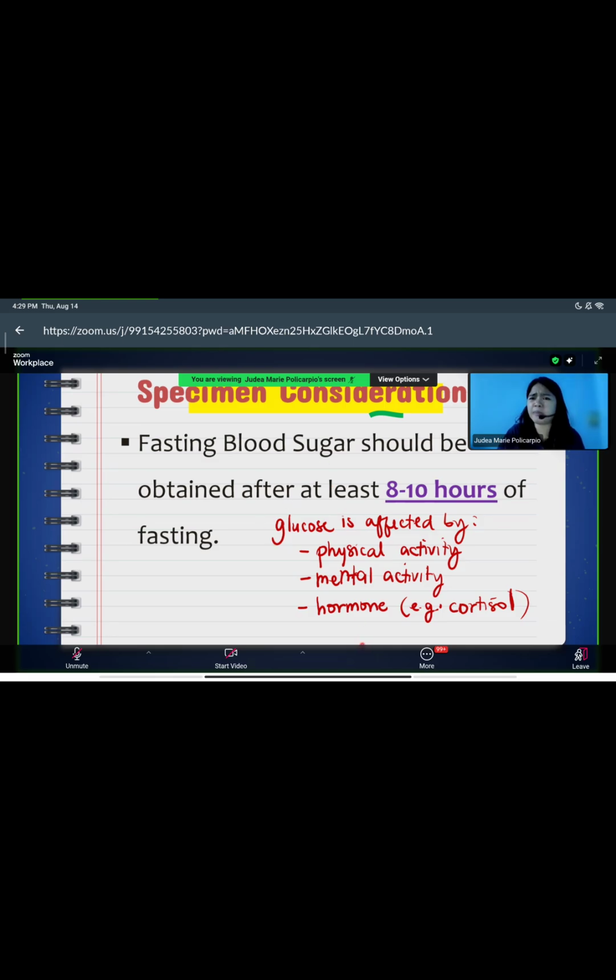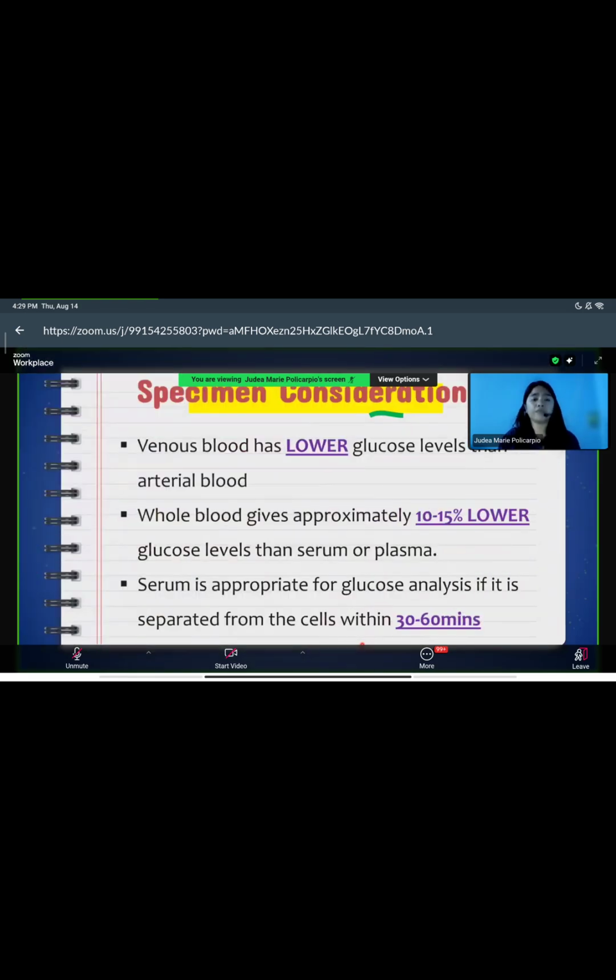Pero ma'am, bakit venous? By the way, recall question to mga naka-underline na to ha. Venous blood ay may mas mababa. Mas mababa ang glucose ng venous blood kesa sa arterial blood. Eh bakit siya yung preferred natin, ma'am? Venous blood daw pala has lower glucose. Eh why do we prefer the venous blood?